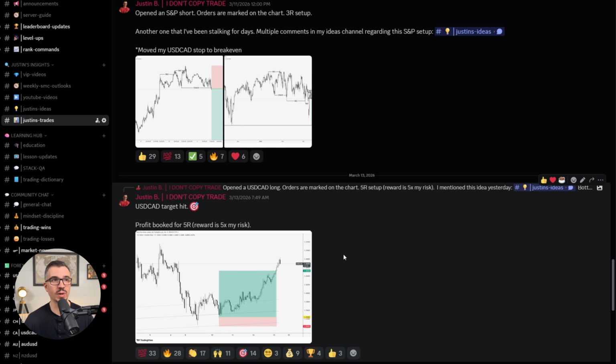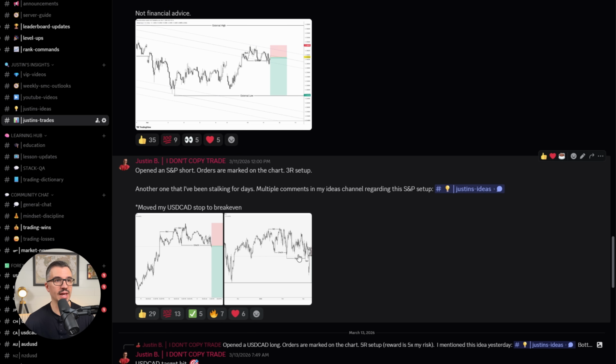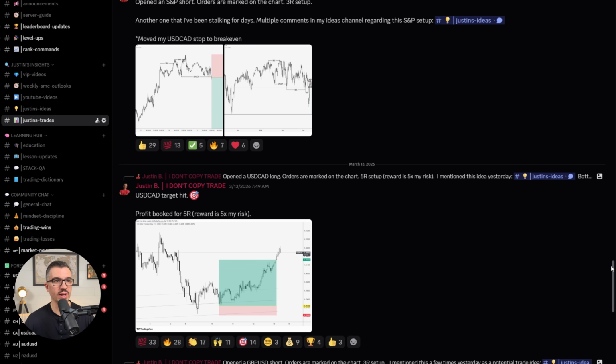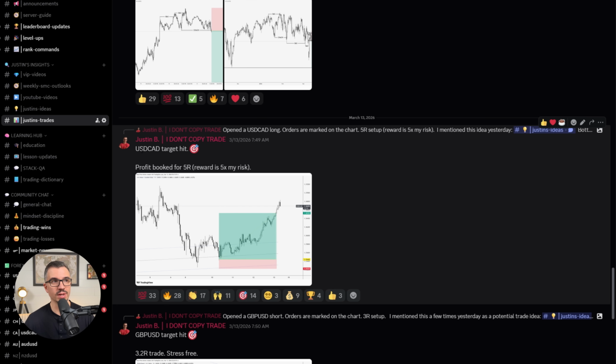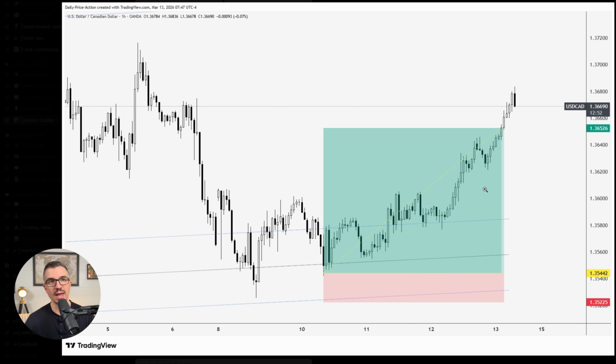I had 3 trades last week. All 3 trades were winners. In fact, I made roughly about $27,000 last week on those 3 trades. So this right here, guys, was the exit for this. You can see dollar CAD target hit, and this was that trade.